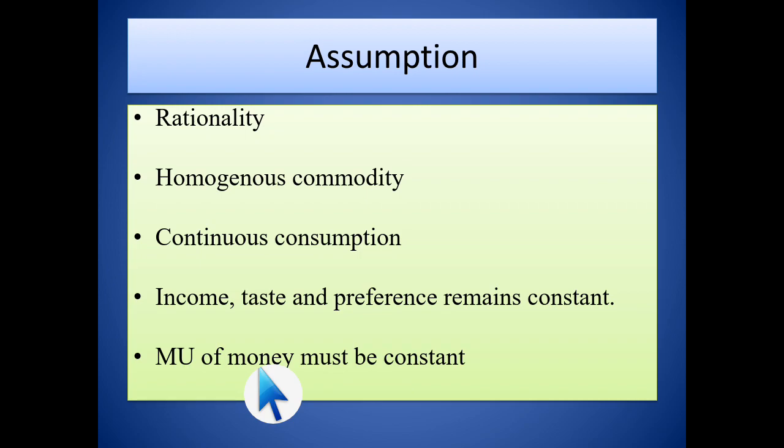Next, assumptions. The first assumption is rationality. That means the consumer should be rational. He should know which one to choose, which one not to choose, how to make profit. Then a homogeneous commodity: only one commodity you will consume. Then continuous consumption: that one commodity you will continuously consume. Then your income, taste and preference should not change throughout the period of time. And lastly, the marginal utility of money must be constant. If these five assumptions hold, then we can move to the law of diminishing marginal utility.